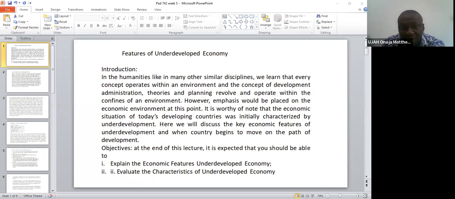It is worthy of note that the economic situations of today's developing countries were initially characterized by underdevelopment. Here we will discuss the key economic features of underdevelopment and when a country begins to move on the path of development. So the objective of this course at the end of it is that students should be able to explain the economic features of underdevelopment, evaluate the characteristics of underdevelopment, and a host of other things.